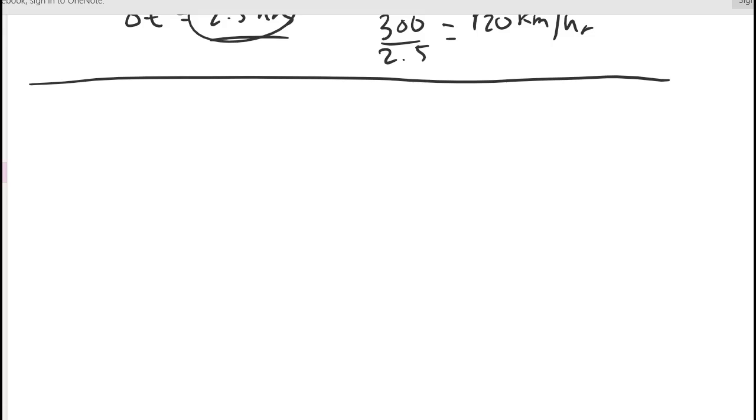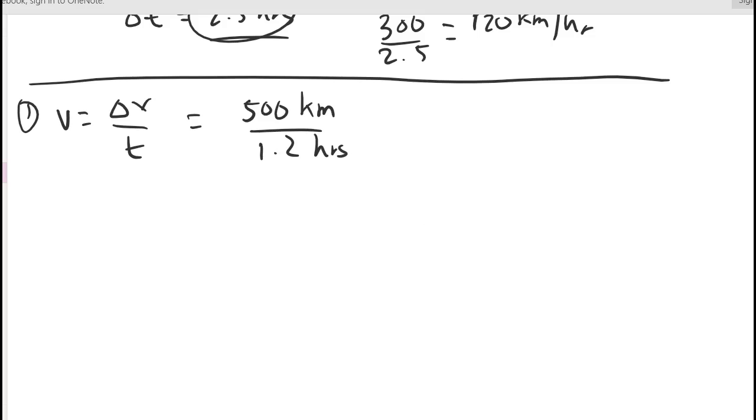Let's go to application on page 220, our final application section. If an airplane undergoes a displacement of 500 kilometers northwest in 1.2 hours, what is its average velocity? Remember, velocity or speed equals delta x divided by delta t. And we have the total distance in the problem of 500 kilometers, and the total time is 1.2 hours. So you divide that out, 500 divided by 1.2, and you get 417 kilometers per hour.